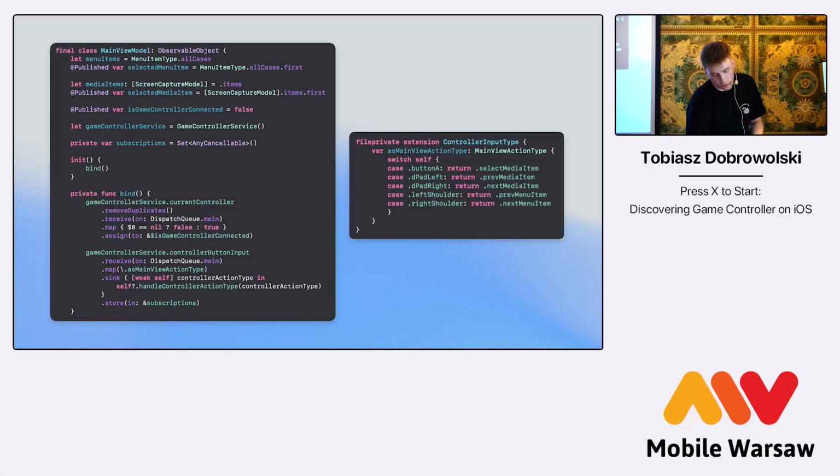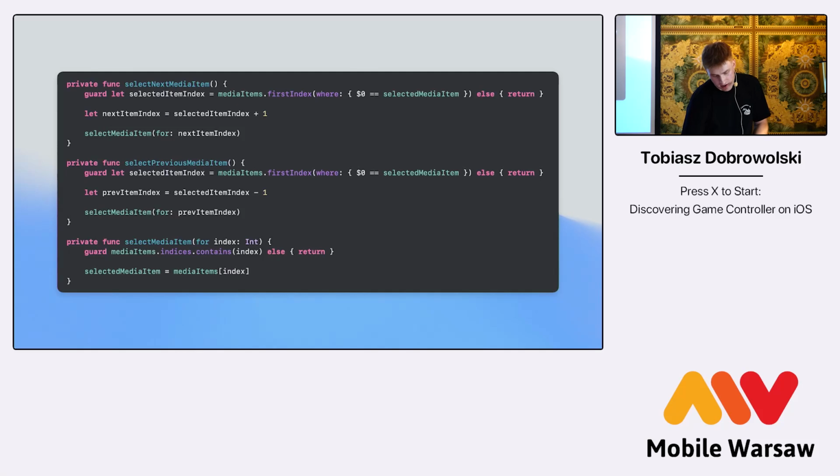Okay, so when we have mapped our actions, we can respond to that. This is the basic code for selecting the next or previous media item that I store in some array. So I'm checking if it exists. I don't want to go out of bounds, and I'm just assigning the selected media item to the next or previous item which I selected with my controller.